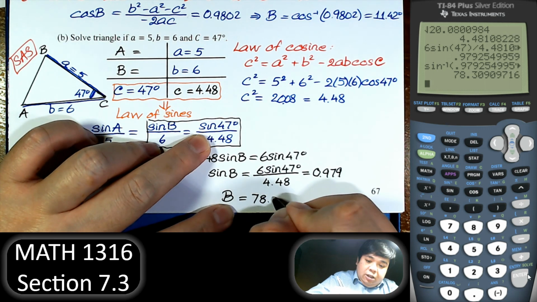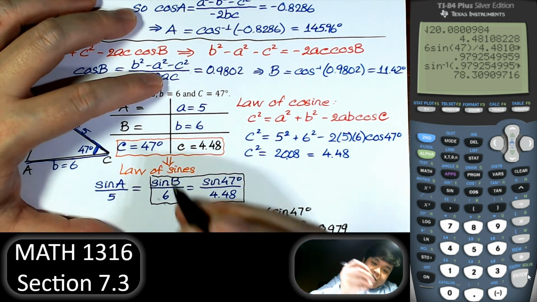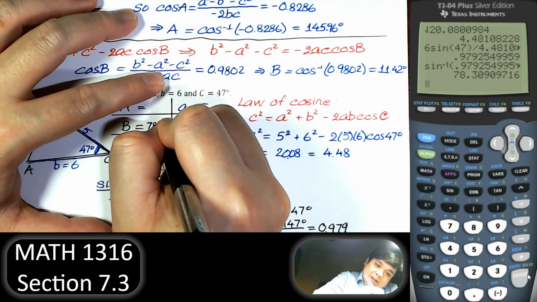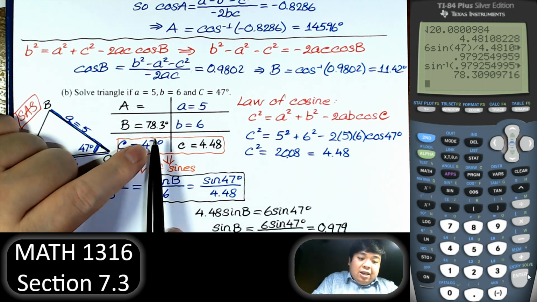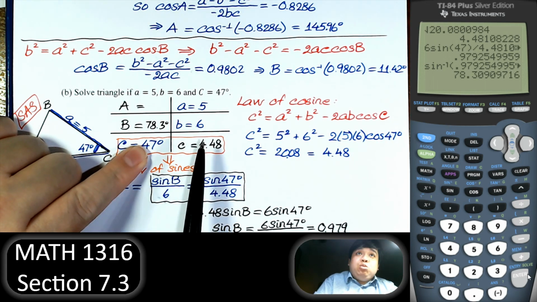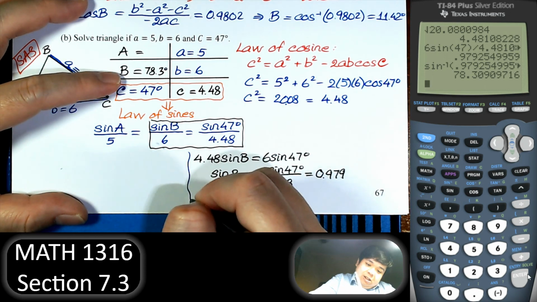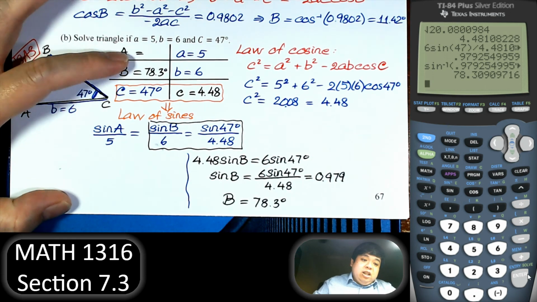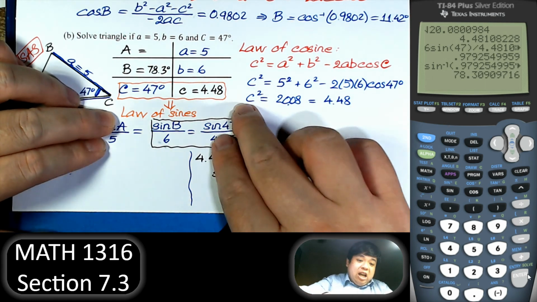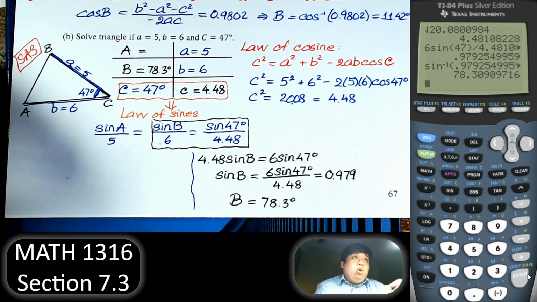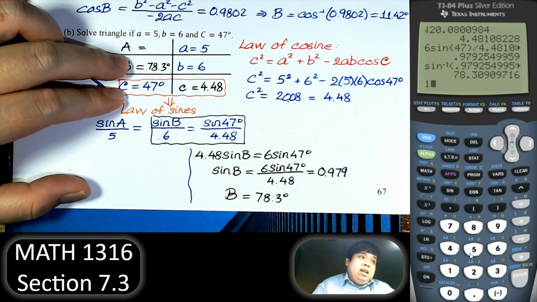78.3 degrees. That is angle B. That makes sense because this angle is bigger than that, so the side should be longer. Right. So we have that. Next, we just need to find angle A. Of course, we can use the law of sine with the first ratio and the last ratio, but since we know two of the angles, just subtract from 180. That would be best.